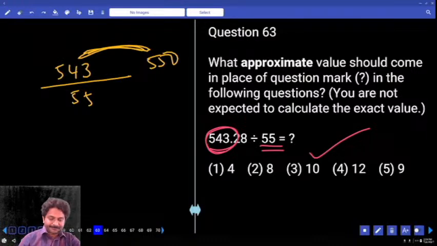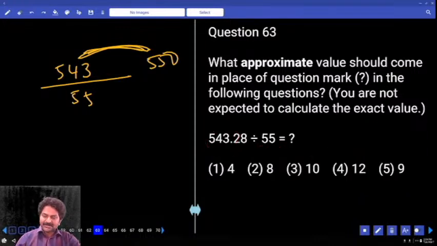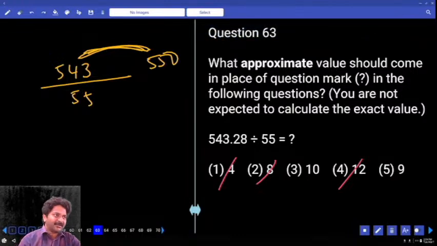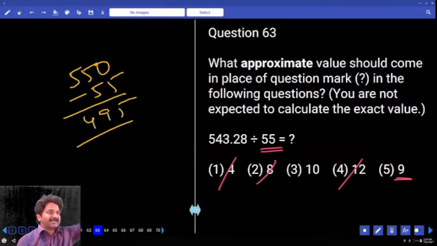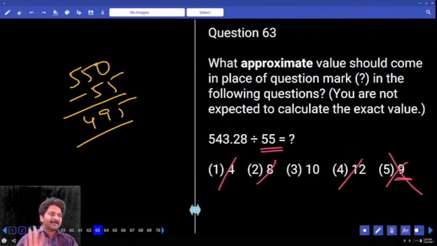Got it? Right. See, if you have any confusion like this, suppose such options come in the exam, then what we do is calculate 55 9 times. 10 times minus 1 time: 550 minus 55, 495. But our numerator is 543. Definitely 9 cannot be the answer. Understood?